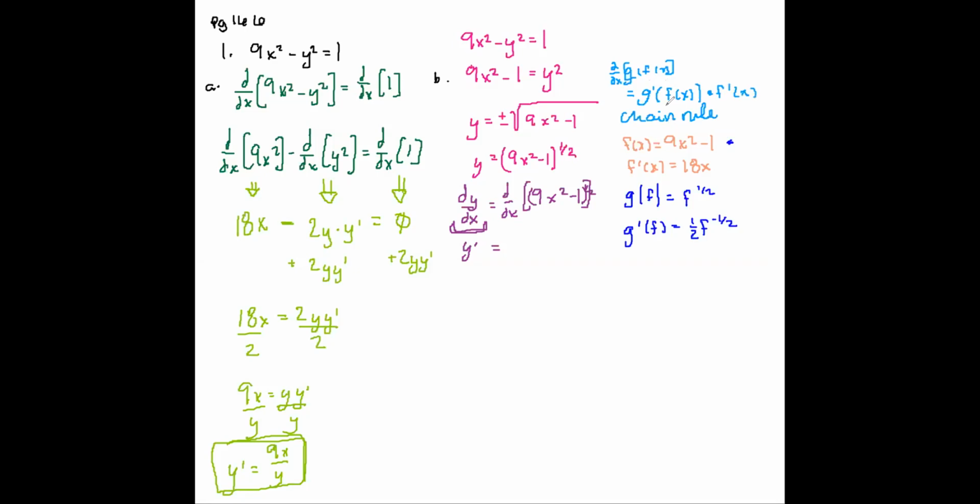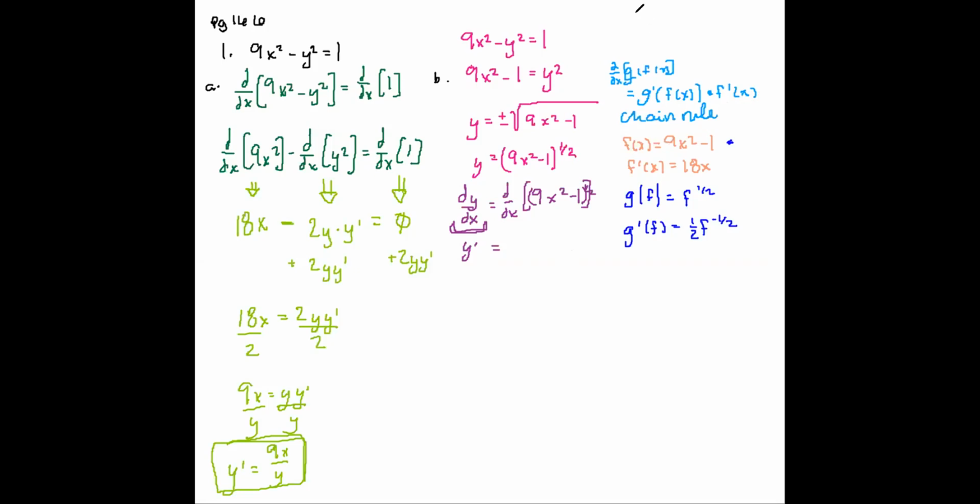Yeah, we have the derivative of the outer function evaluated at the inner function, and then multiplied by the derivative of the inner function. So g prime of f times f prime is how I would remember it.